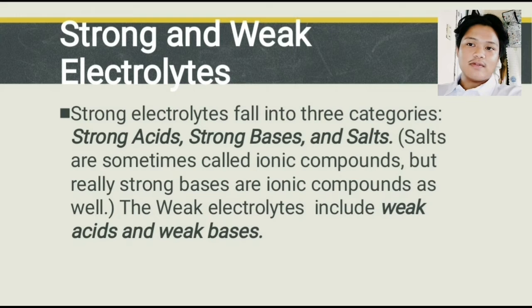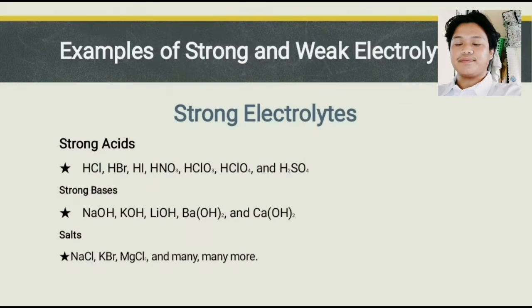Strong electrolytes fall into three categories: strong acids, strong bases, and salts. Salts are sometimes also called ionic compounds, but really strong bases are ionic compounds as well. The weak electrolytes include weak acids and weak bases. Here are some examples of strong and weak electrolytes.